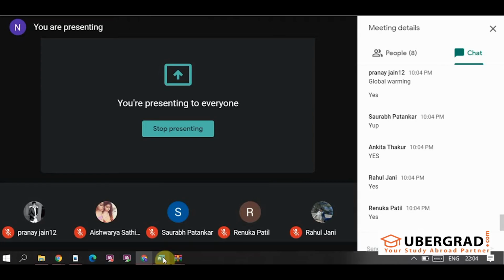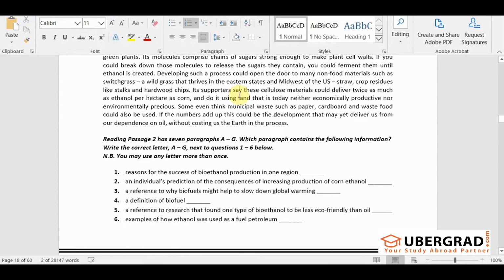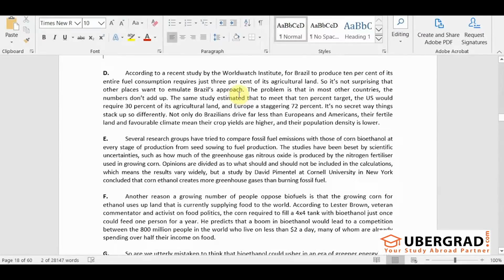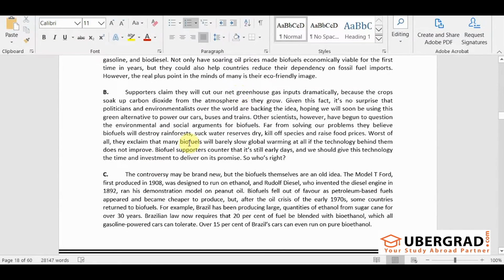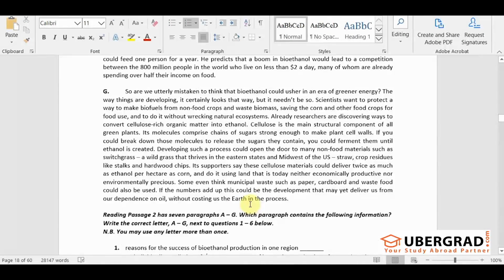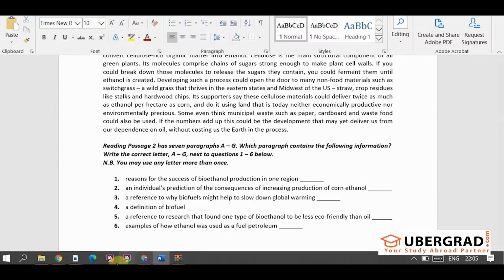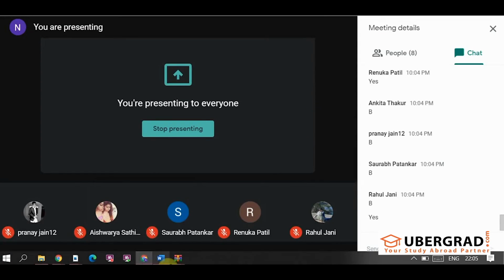So we can take global warming as the keyword over here and we can search which paragraph talks about global warming. So global warming, it's talking about slowing global warming, right? So it's clearly written over here that many biofuels will barely slow global warming. So there are chances that it will slow down global warming. Got it? So very easily we can find the answer because we have a keyword. Got it? So the answer is B. All of you? Good. Good.